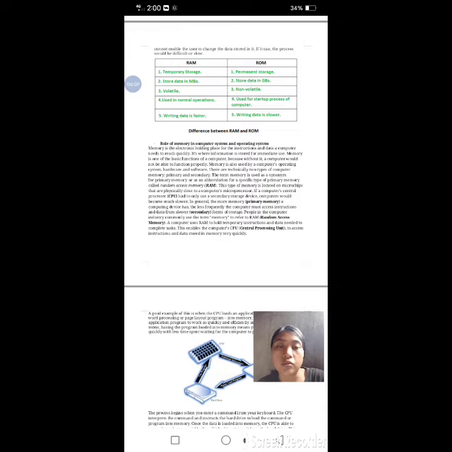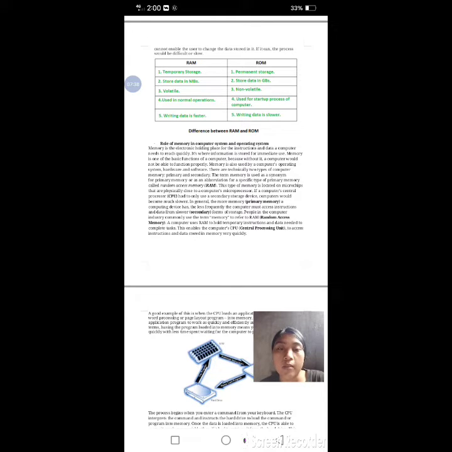There are technically two types of computer memory, primary and secondary. The term memory is used as a synonym for primary memory or as an abbreviation for a specific type of primary memory called random access memory, RAM. This type of memory is located on microchips that are physically close to a computer's microprocessor. If a computer's central processor, CPU, had to only use a secondary storage device, computers would become much slower.